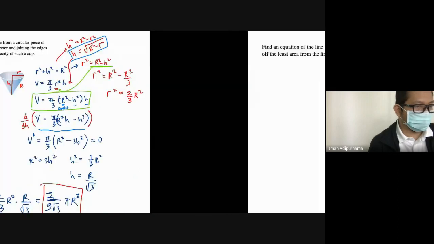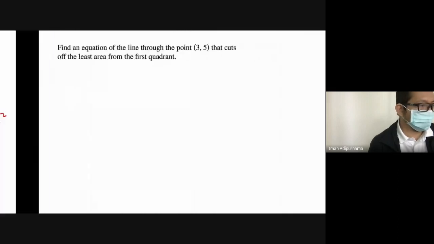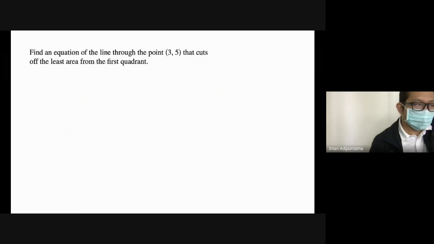The other one that is an example. So finding the line equation that goes through 3, 5, that is cutting the least area from the first quadrant. Okay. So remember, you have a quadrant. You have 4 quadrants, right? So the first quadrant is all positive, right? When x and y are positive.